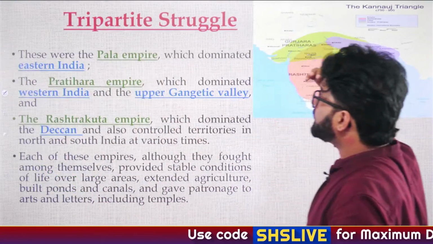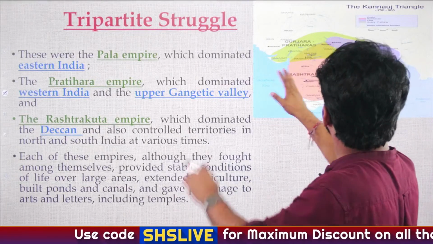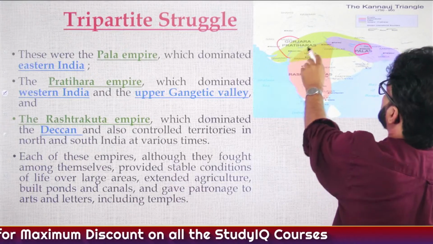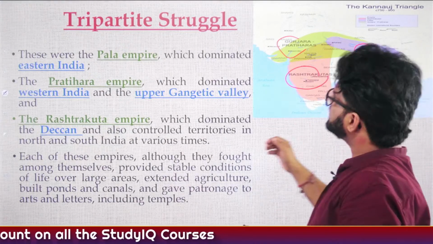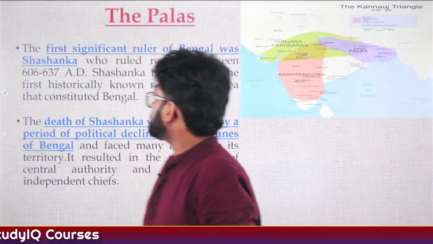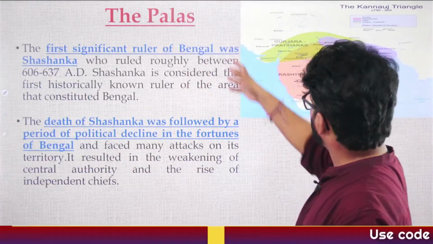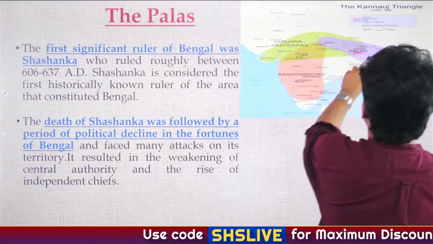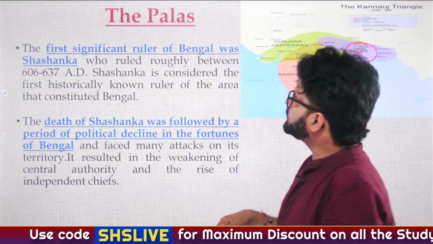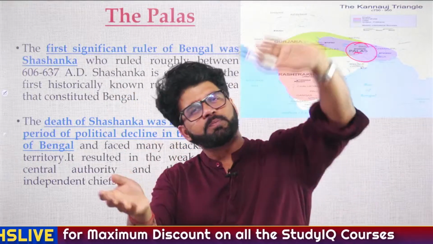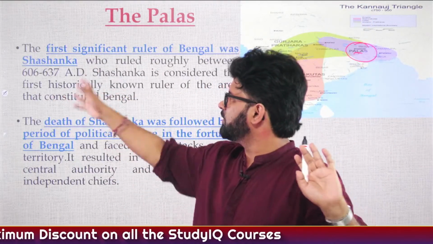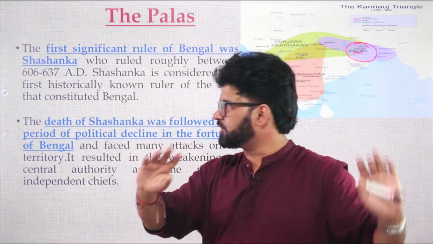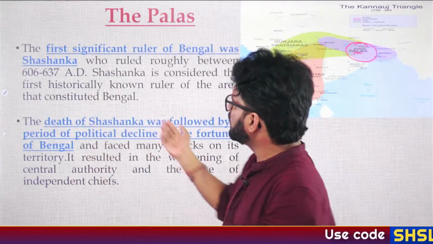Now in this tripartite struggle, all of these have their own core area: Pala in eastern India, Gujara Pratihara in western India, Rashtrakutas mainly in southern India. First significance, again, we have talked about the Palas. Earlier, Shashank used to rule that region, and Guptas used to rule much before that, almost 50-60 years before. So Shashank was the major ruler, and after that nobody wanted to be the ruler.